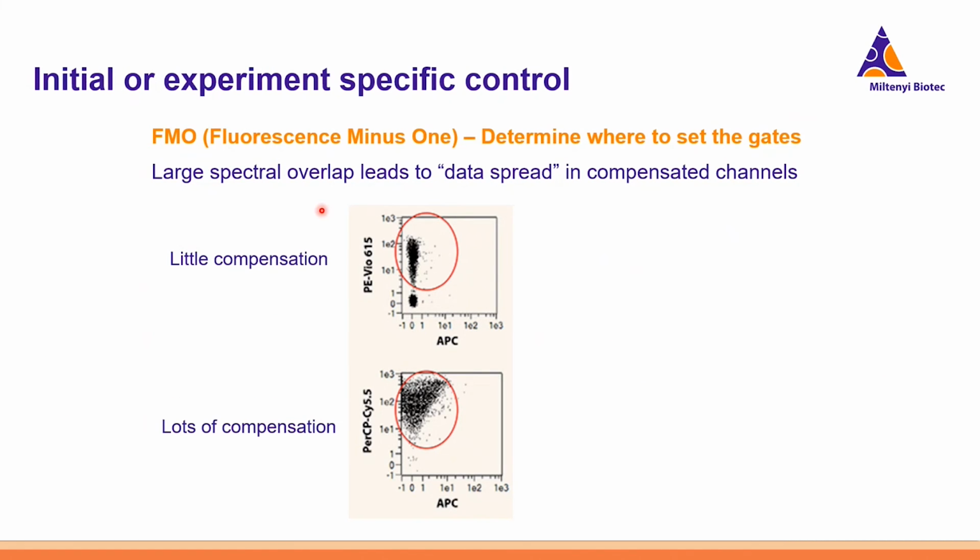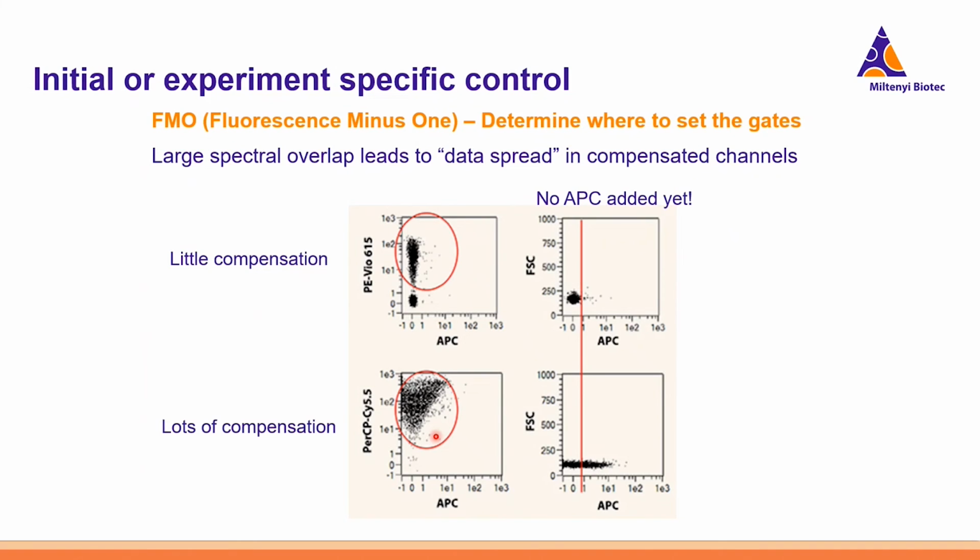And then there are very specific initial or experiment-specific controls, and one of them that I like to talk about is an FMO, or fluorescence minus one. FMOs are very helpful to help you determine where to set your gates. This is important as you start building bigger panels. When you have compensation, which is correcting for the spillover, you're going to get data spread. With little compensation, we see our signal here. And when we have a panel with lots of compensation, some of our data can spread out.